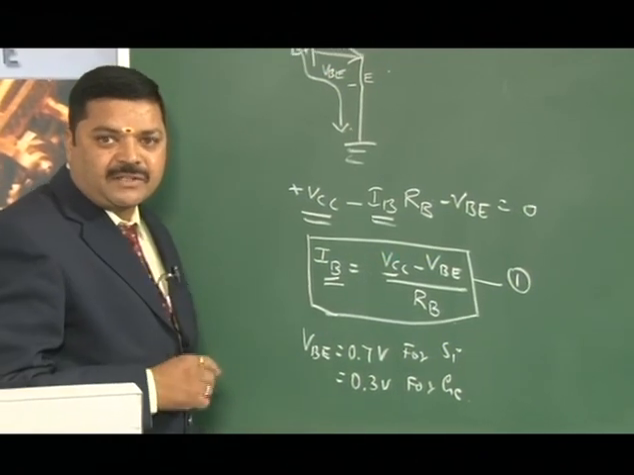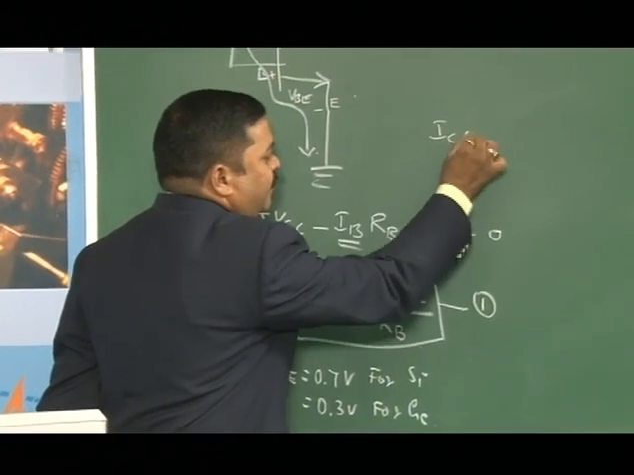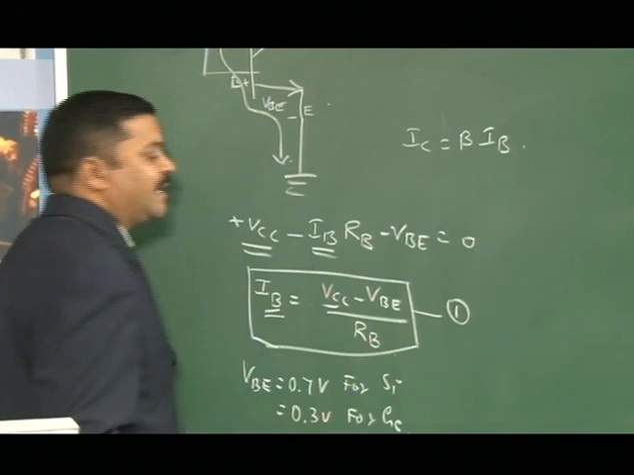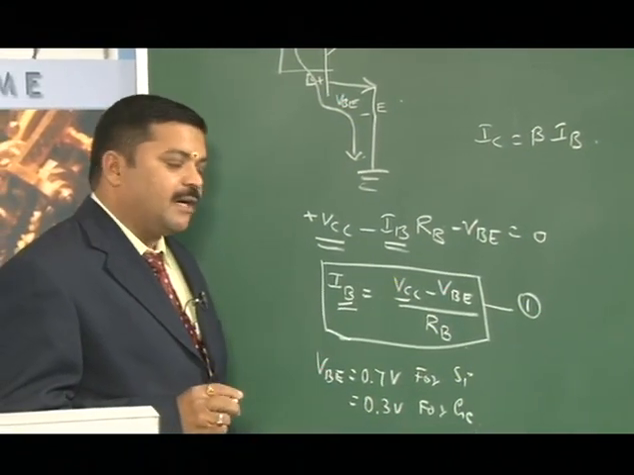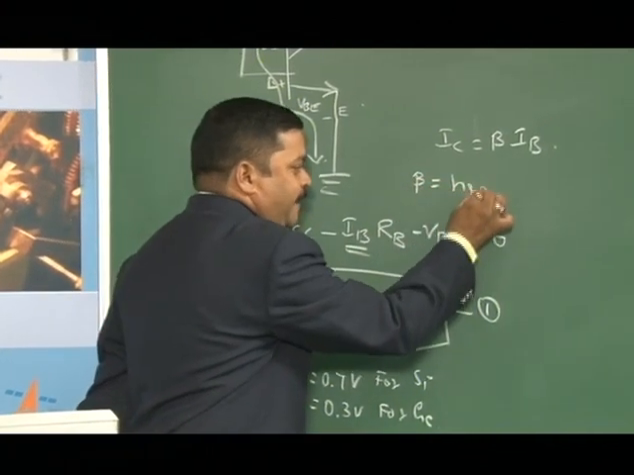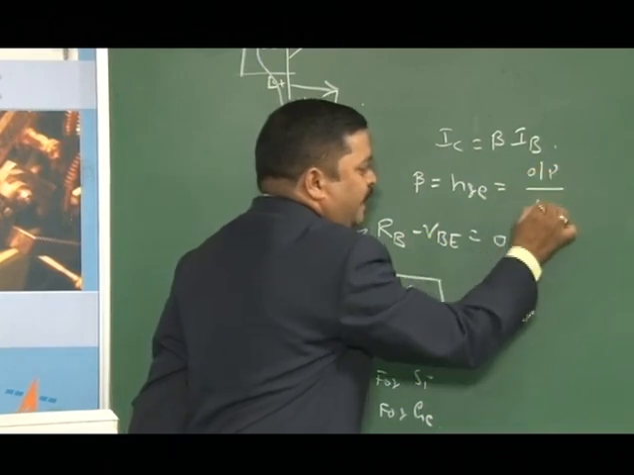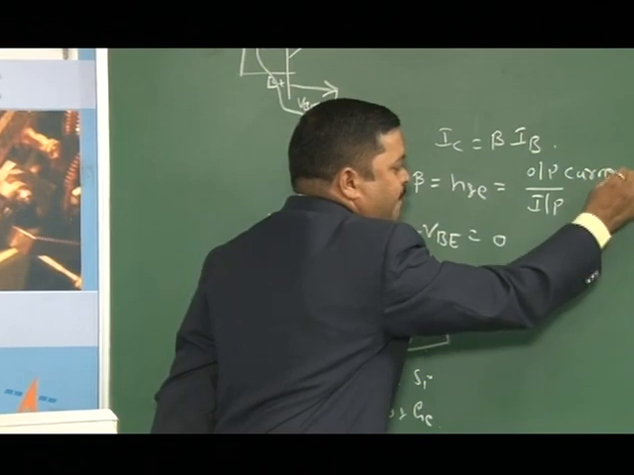When IB remains constant, IC is given by beta into IB. We know that in a CE configuration the current gain beta, also called HFE, is given by output current by input current.